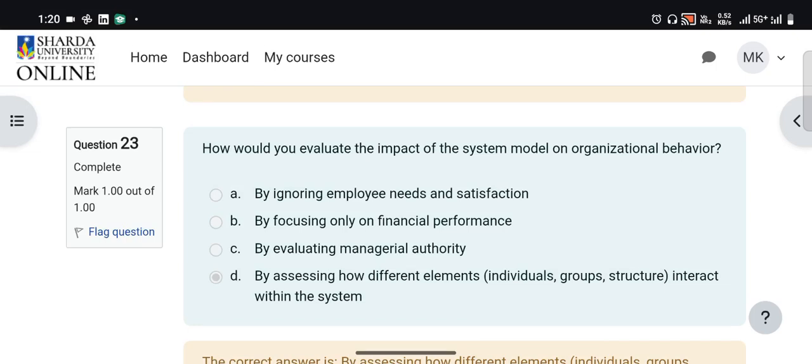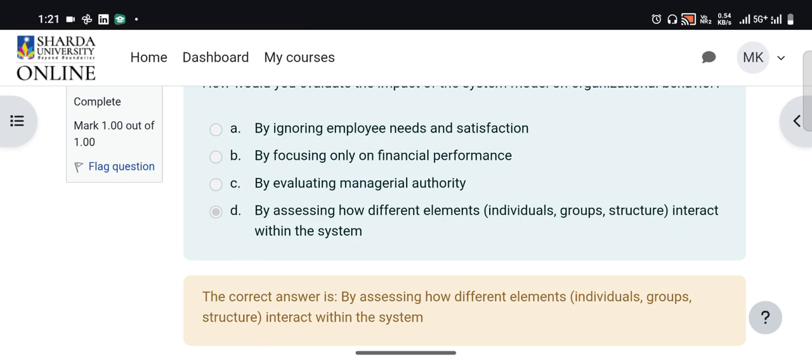How would you evaluate the impact of the system model on organizational behavior? Option A, by ignoring employee needs and satisfaction. Option B, by focusing only on financial performance. Option C, by evaluating managerial authority. Option D, by assessing how different elements, individual, group, structure interact within the system.